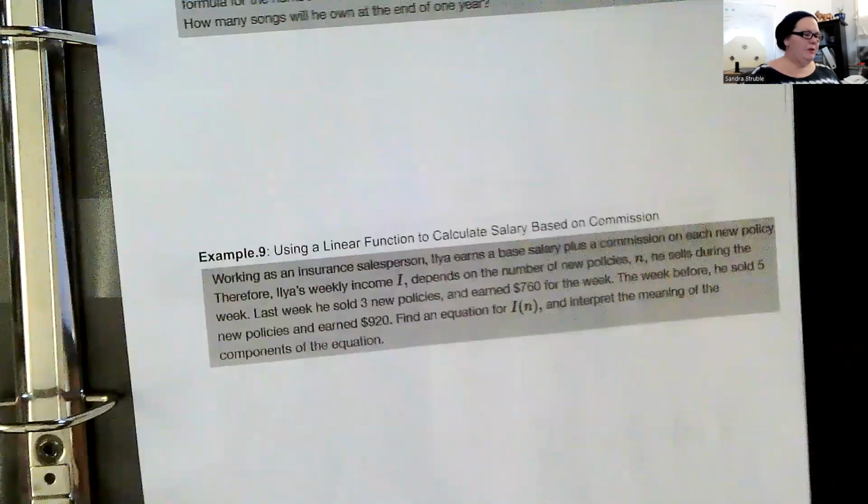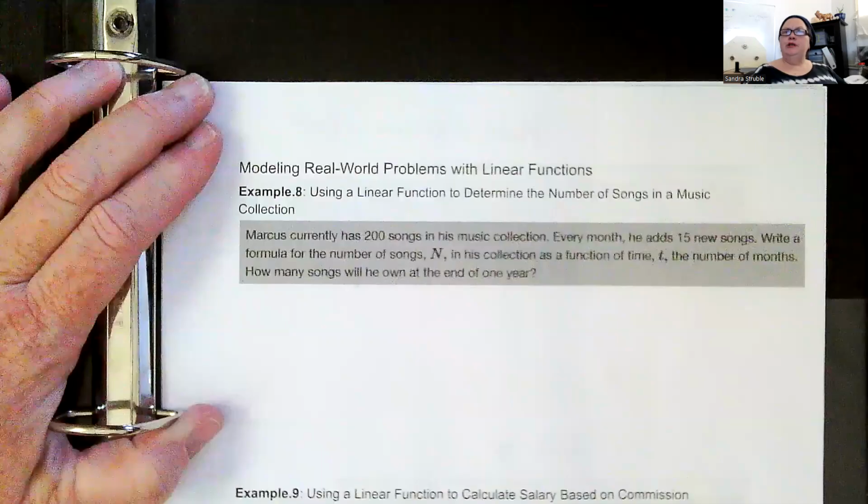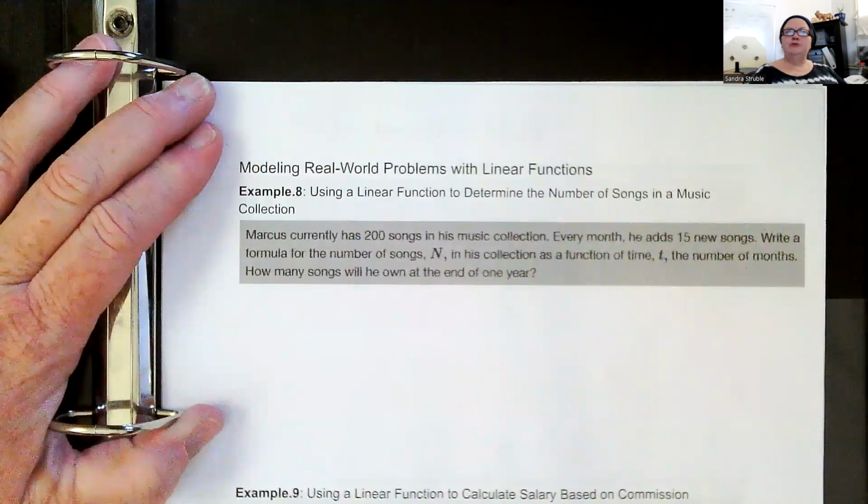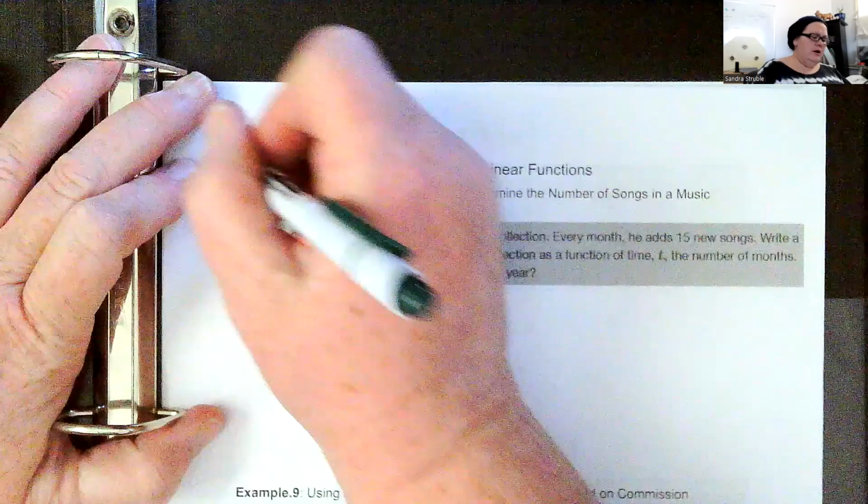Okay, let's pick up where we left off. Modeling real world problems with linear functions. All right. Example 8, using a linear function to determine the number of songs in a music collection. Let me do this so I know.